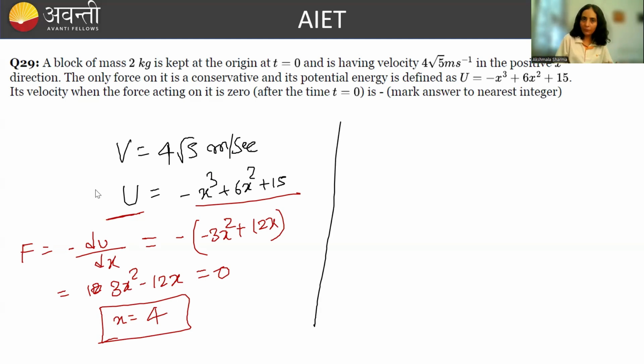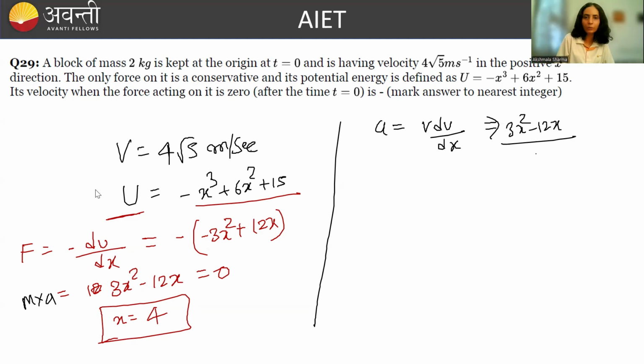Done. How we can do that now? So if acceleration is given, acceleration can be written as v dv by dx. Done. And acceleration can be calculated here since force is known. Force is nothing but mass into acceleration. So acceleration is nothing but 3x square minus 12x divided by mass, that is 2 kg. And this is equal to v dv by dx.